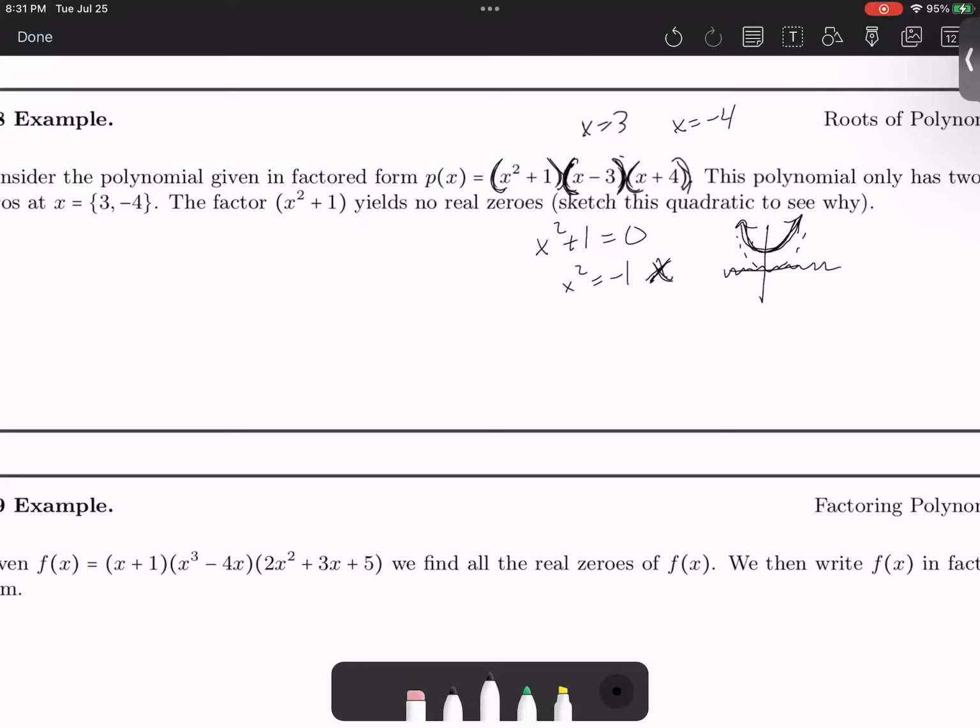So this factor here, the x minus 3, you set it equal to 0, you find out that x is equal to 3. This factor, if you set that equal to 0, you find out that x is equal to minus 4. And this factor doesn't give you any more real zeros.